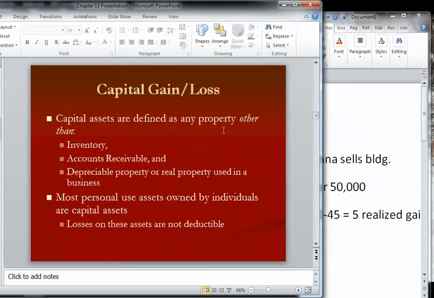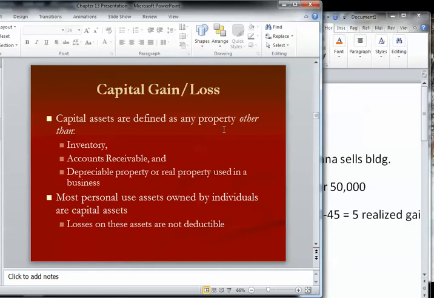So capital assets, by definition, are going to be anything that's not income producing, including inventory, accounts receivable, and depreciable assets sold in the business. So anything that's sold in the business setting, generally speaking, is going to be an ordinary asset. Anything that's non-business would be the capital asset. So when you do sell a personal use asset, that by default is a capital asset.